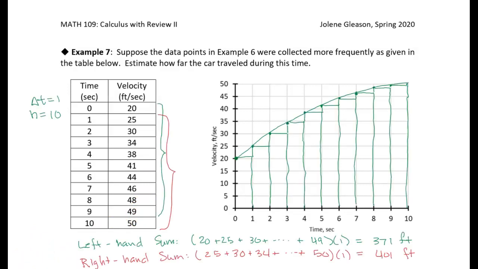All right, so I have drawn in my left-hand sum, and I've calculated both the left and right-hand sums. So in this case, the time interval is 1, and there are 10 intervals, so n is 10. And so I can just add up all of the left-hand data points, the ones in this green curly bracket. I'm not going to include the last one, because it's the left-hand sum. And again, the time interval is just 1. So when I do that, I get 371 feet.